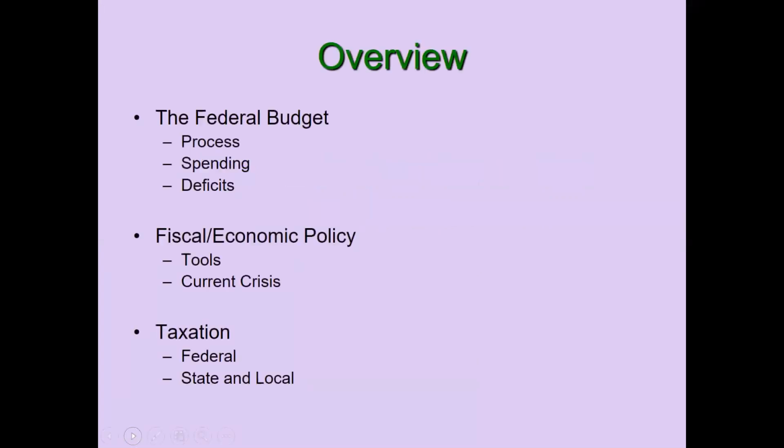The first module will be an overview of the federal budget, looking at the process of how we get the federal budget, what we spend the money on, and then budget deficits and how it affects the overall spending for the United States. Second module will focus on fiscal and economic policy and some of the tools that we're using as a government to be able to deal with fiscal and economic policy.